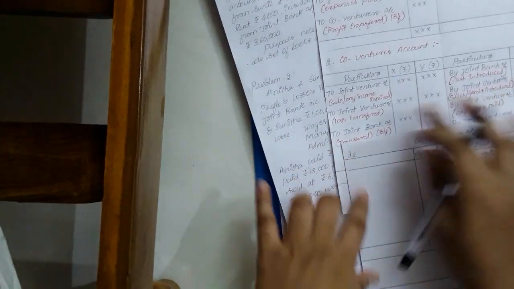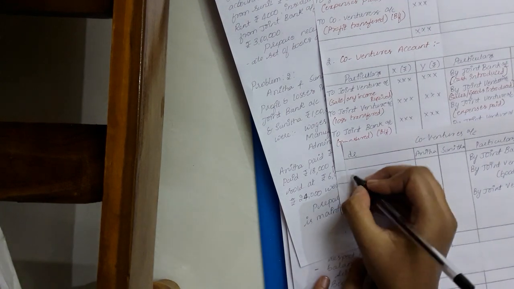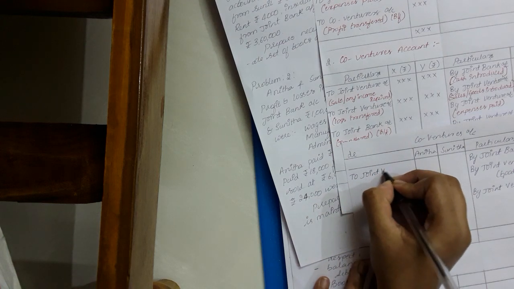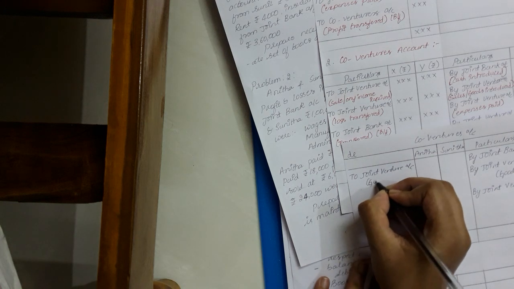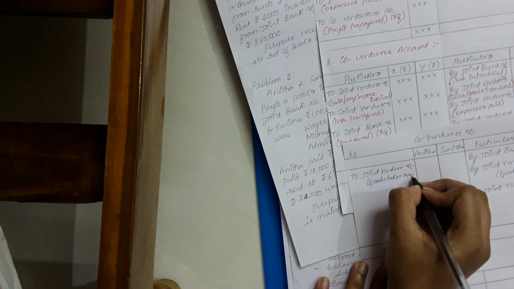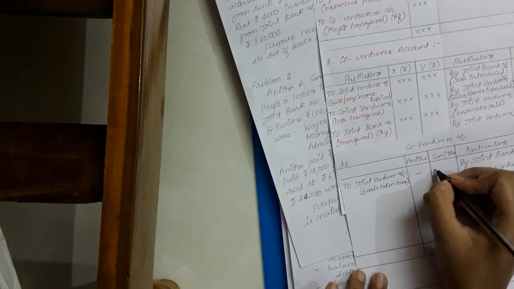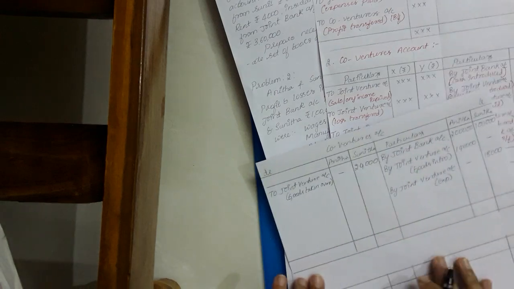Next is to joint ventures account, sale value. Sale of the goods which have been taken over. If the co-venturers have decided to take any kind of goods, we need to record it over here. To joint venture account, goods taken over. Who has taken the goods? Sunita has taken goods worth 24,000. That needs to be recorded, right?